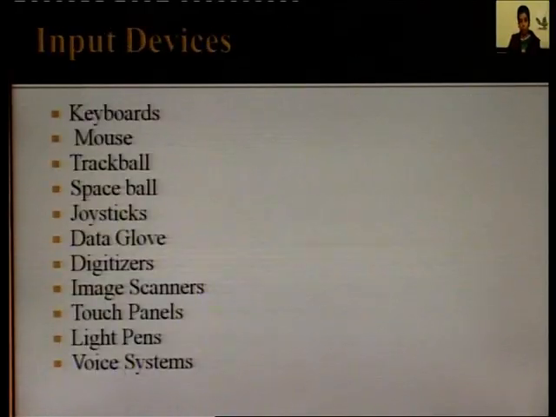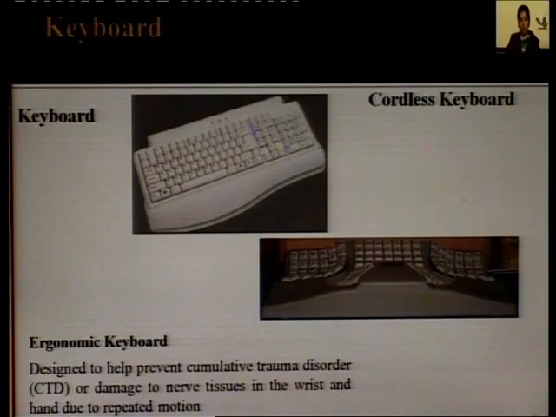output. Okay. So there are a number of input devices like keyboards, mouse, trackball, spaceball, joystick, data glove, digitizer, image scanners, touch panels, light pens, voice systems. These are the input devices. Now the keyboard: there are a number of keys that we press to feed information into the computer system. That means we are dealing with interactive computer graphics. We are feeding information into the system.